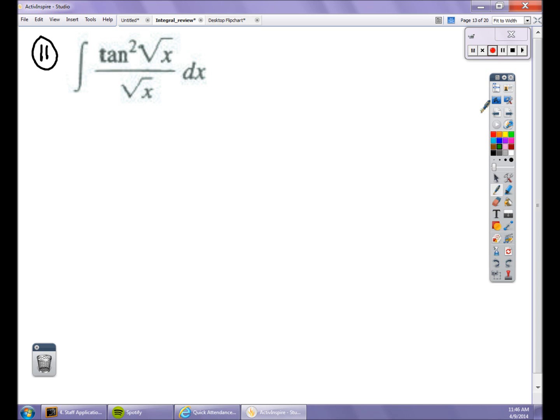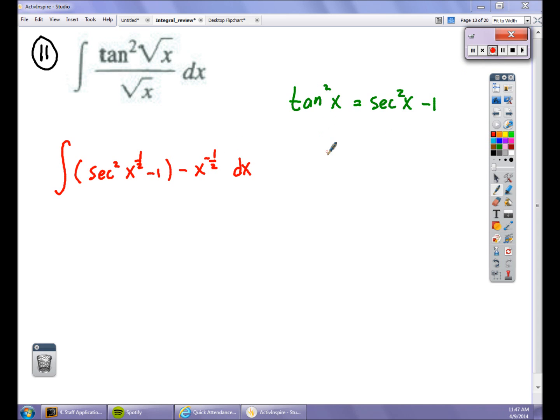Question 11. If you're having trouble with this one, try to keep in mind the Pythagorean identity, tan squared equals secant squared minus 1. So using that identity, I'm getting rid of tan squared and writing it as secant squared minus 1. The square root of x, I'm rewriting as x to the positive 1/2. The square root of x in the denominator, I'm writing as multiplying that times x to the negative 1/2.